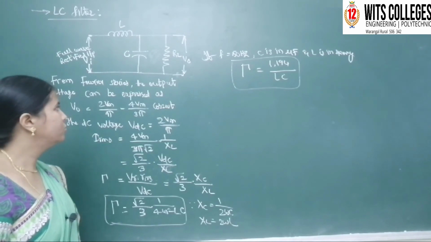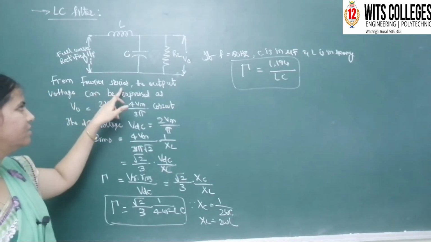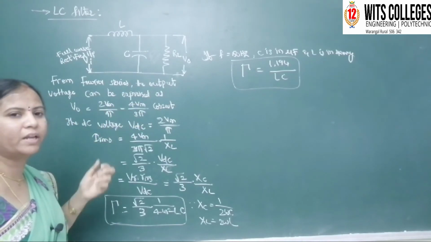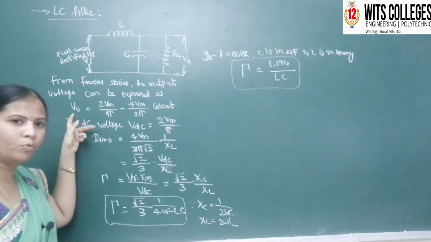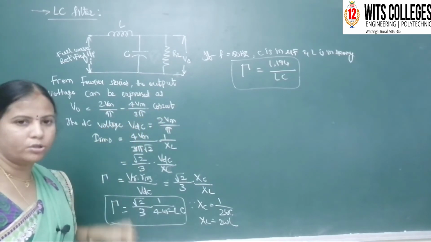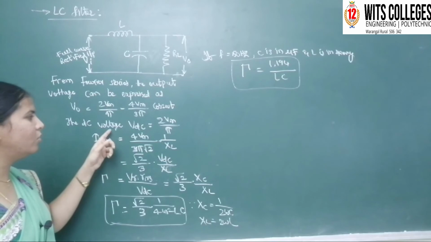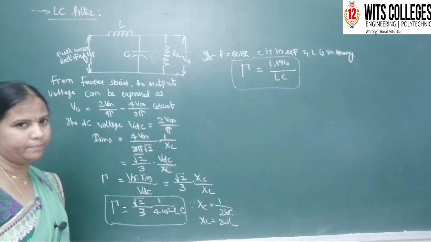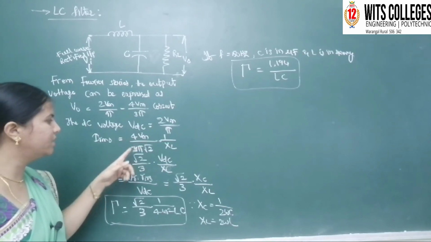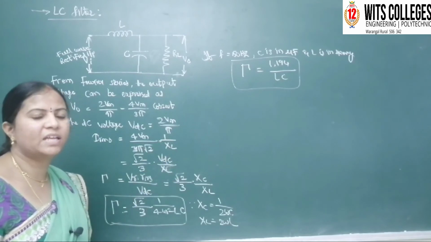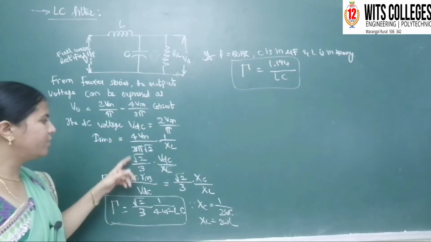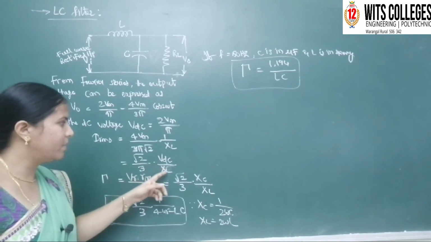From Fourier series analysis, if you neglect the higher terms, you get the output voltage V0 equals 2 Vm by pi minus 4 Vm by 3 pi cos 2 omega t. The DC voltage is VDC equals 2 Vm by pi, for a full wave rectifier, and the RMS voltage equals 4 Vm by 3 pi root 2 into 1 by XL. XL is the inductive reactance, XL equals 2 omega L. From this, if you calculate, you get root 2 by 3 VDC by XL.